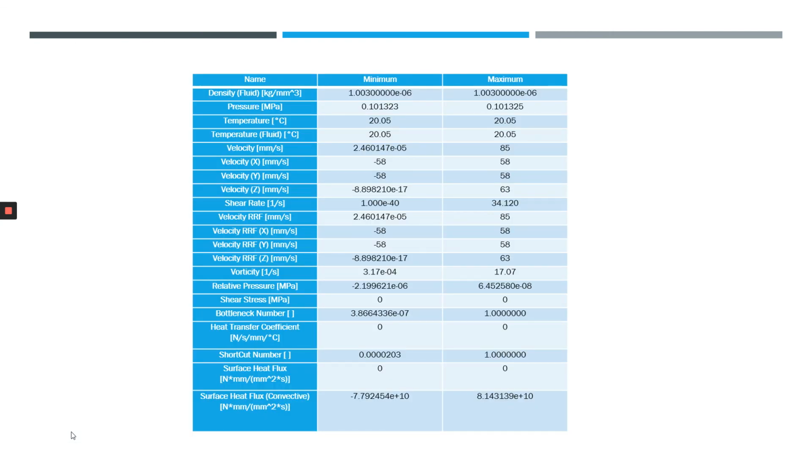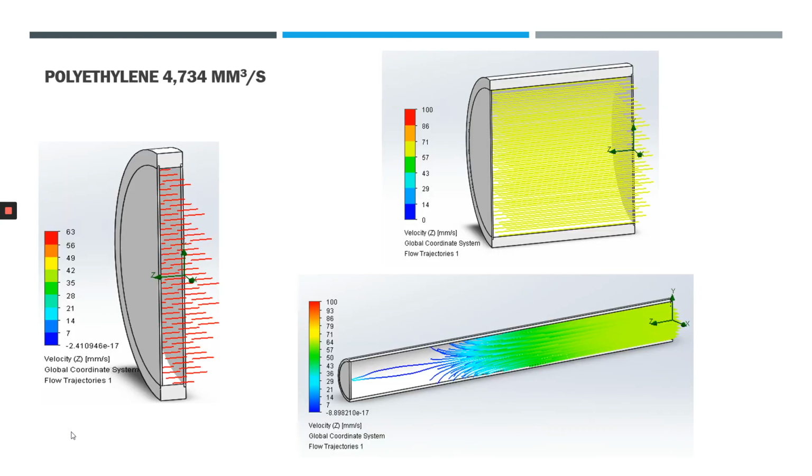From these simulations for the PEEK, I came up with a velocity of 63 millimeters per second. It had a pressure of 0.101325 millipascals, which, as you will see going through this, I had the same results for every single simulation at this flow rate. These are the polyethylenes.